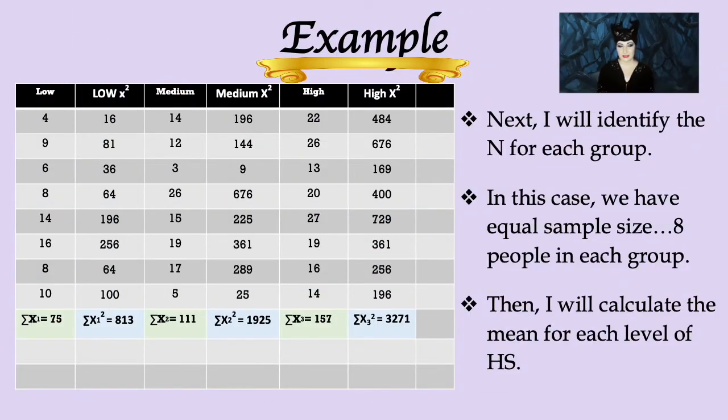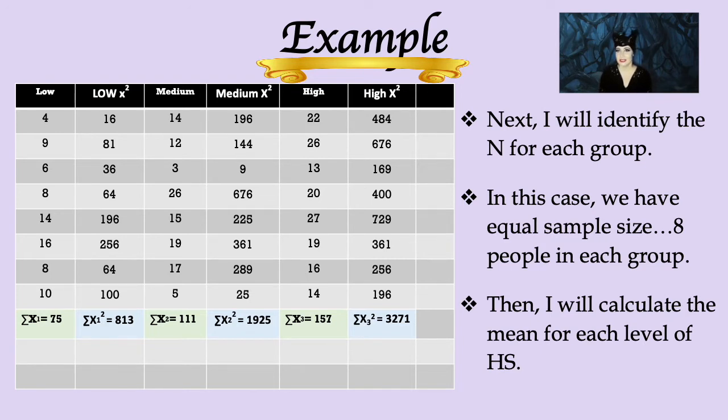The next thing I'm going to do is identify the n for each group. It looks like in this case I had equal sample size. It looks like I had 8 participants in each condition. 8 were in the low hypnotic susceptibility, 8 different people were in medium hypnotic susceptibility, and another 8 were in the high hypnotic susceptibility. So the next thing I'm going to do is calculate the mean, or the average, for each group.